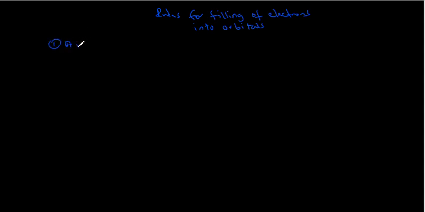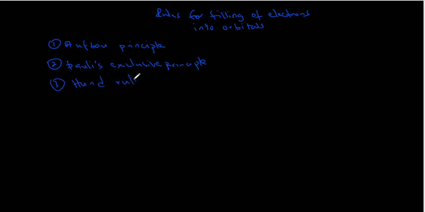The first one is called the Aufbau Principle. The second one is called Pauli's Exclusion Principle. Then the third one is called Hund's rule. So these are the principles that guide filling of electrons into orbitals: the Aufbau principle, Pauli's exclusion principle, and Hund's rule.